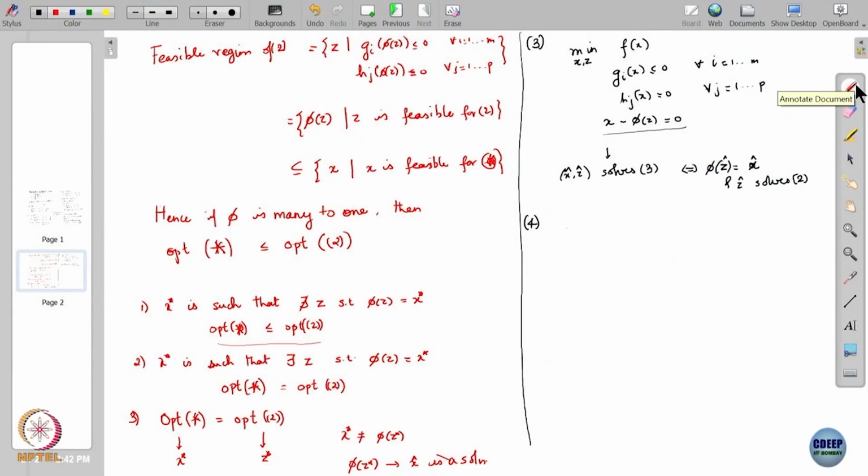So, look at this. Suppose here psi 0 is a monotone increasing function.